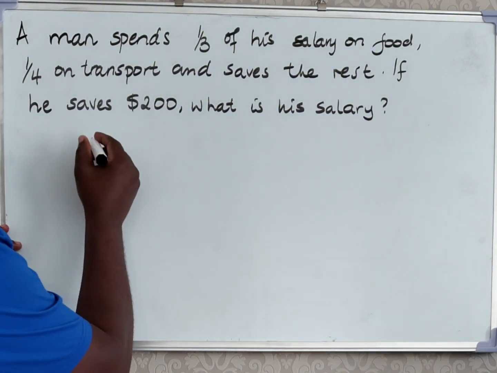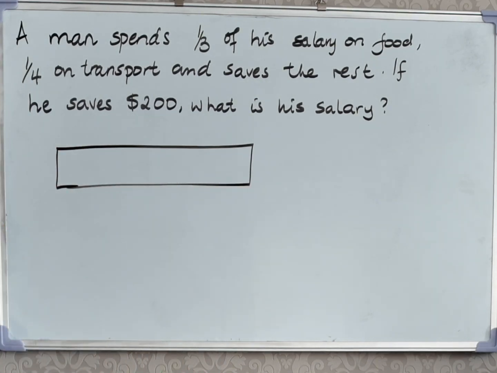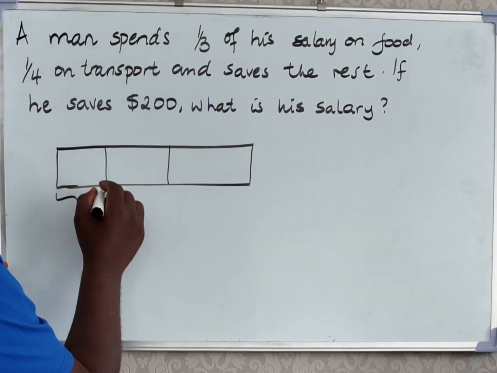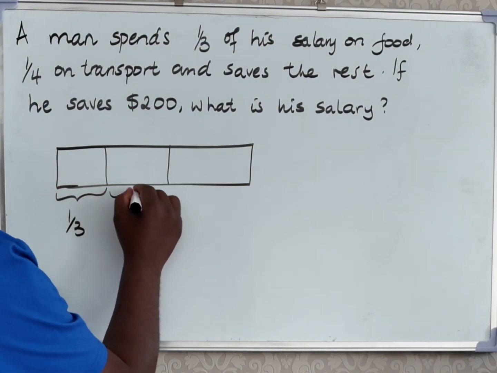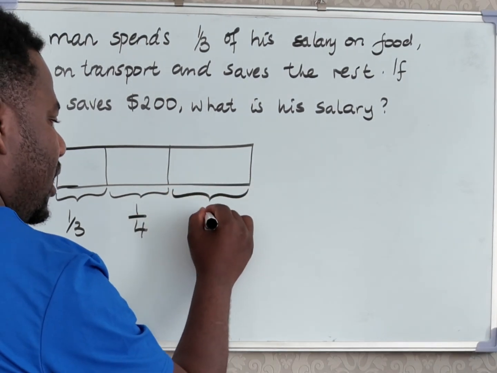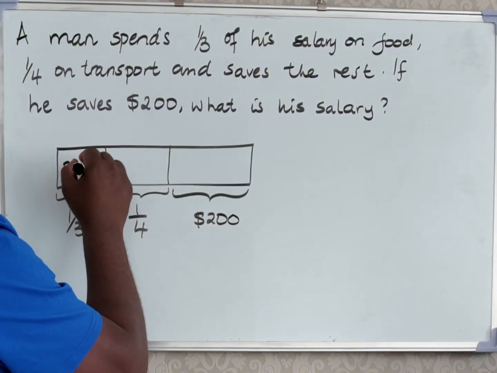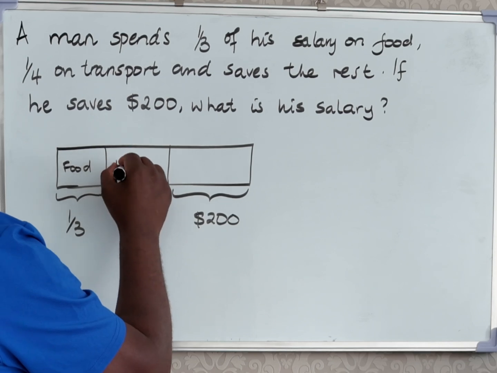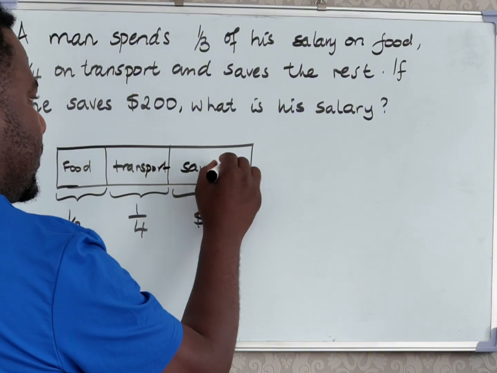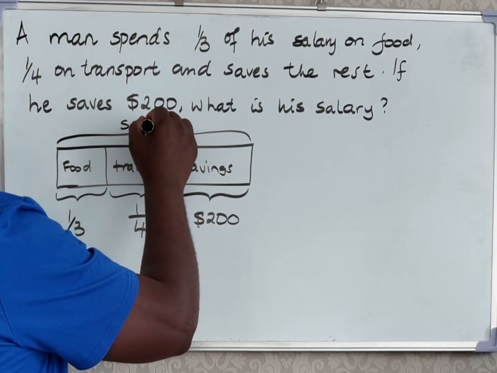But we know that when the person got his salary, it was just money before it became fractions. So we can have a diagram to see how it looks, and we say this is the amount that the person had, divided into 3, right? Where the first one is a third, this one is a quarter, and the other one we don't know, we just know that it's 200. So this is food, this is transport, and then we have savings like this.